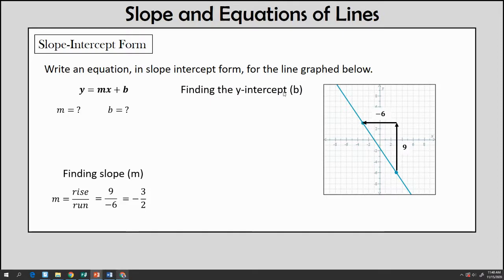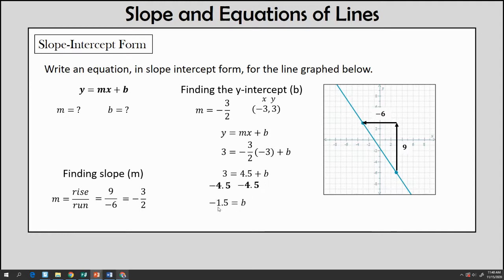Well, to find the y-intercept, I know the slope, and I know 2 points it passes through for sure, right? I can pick either one of these 2 points. I'm going to pick the negative 3, 3 point, this one right here. And if I have a point it passes through and the slope, okay, I have enough to figure out B because I got an x, y, and an m. So plug them in, right? I'm going to get 3 equals. Now, if I do negative 3 halves times negative 3, I get 9 halves, which is 4.5. Okay. Subtract 4.5. B is negative 1.5.